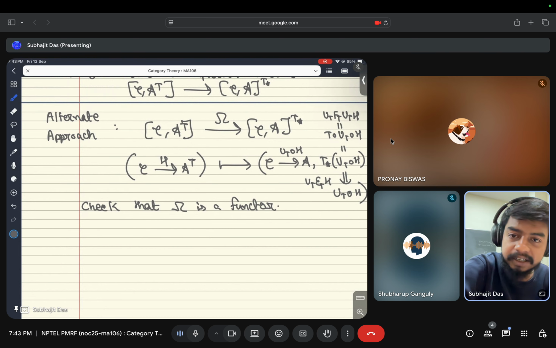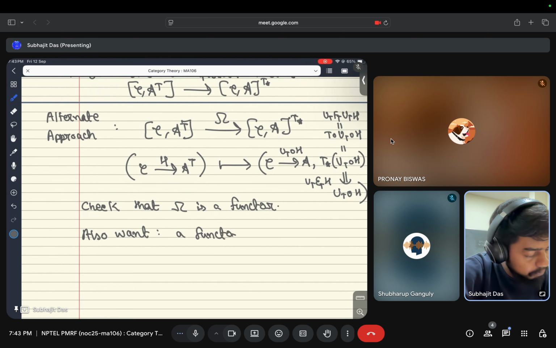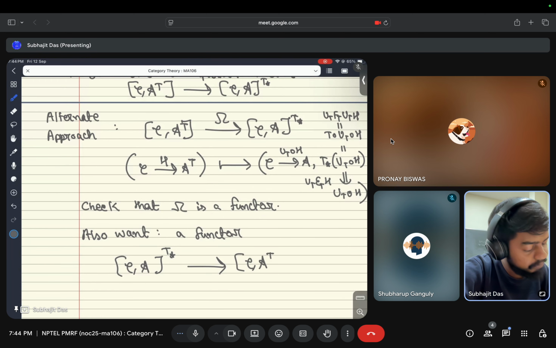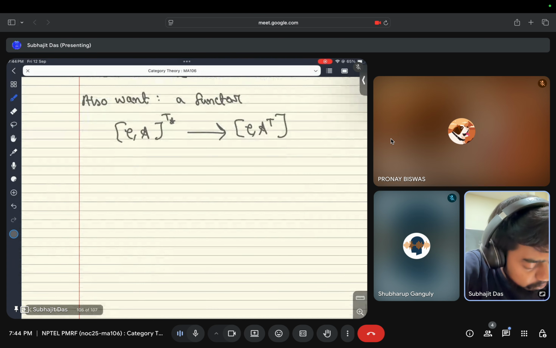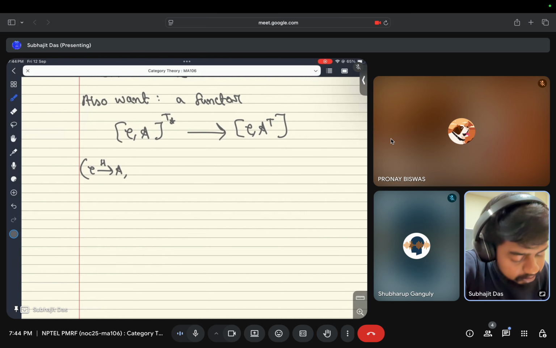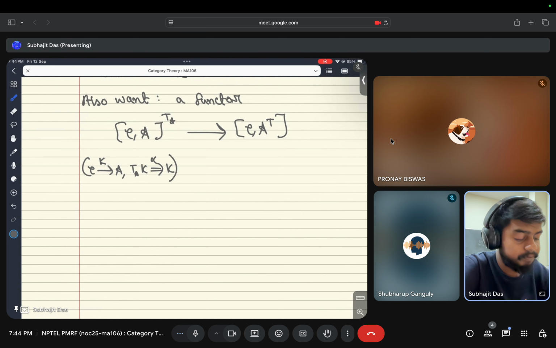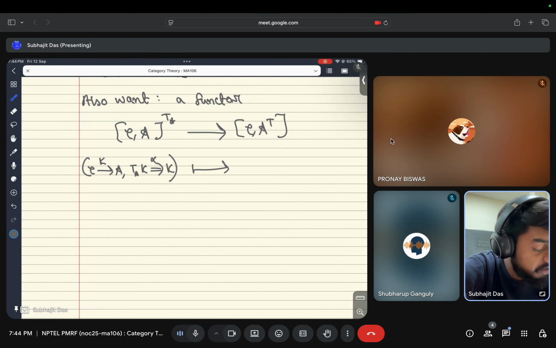We need an inverse functor for this functor. Because we want to prove that omega is an isomorphism, we also want a functor from C comma A power T star to C comma A power T. What functor can we take? Let's write an object here. It's C to A H, let's say, together with C to A K, together with an arrow alpha, T star K to K. We want to obtain a functor from C to A power T.